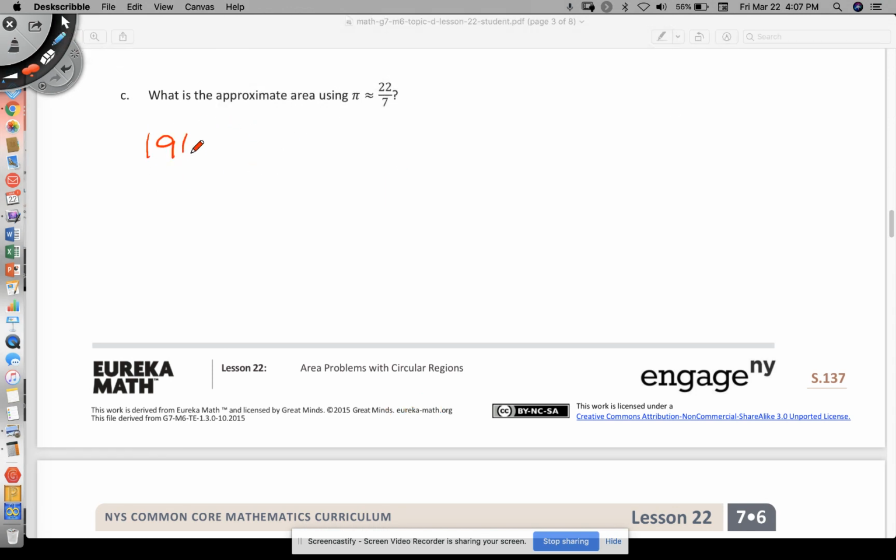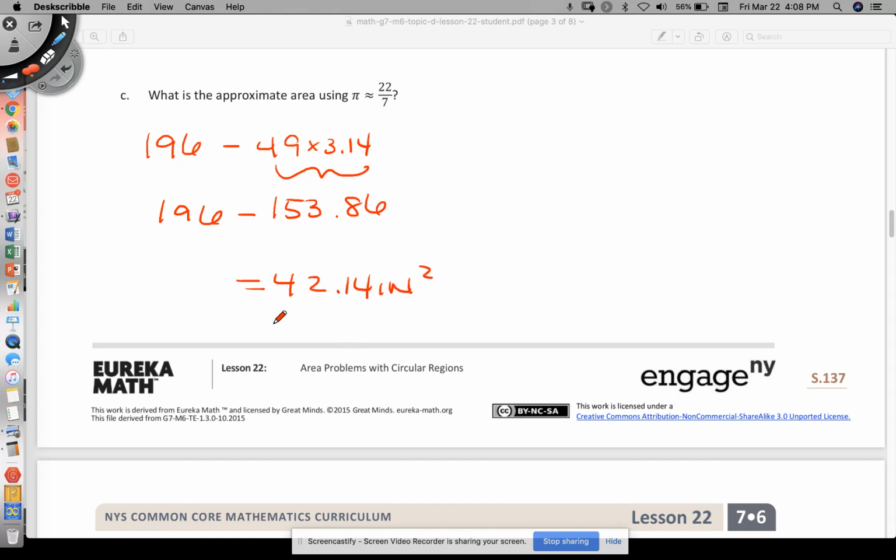So we have 196 minus 49 times 3.14. So we need to take care of that first. And that gives me 153.86. Bring down your 196 and subtract that out. And you get 42.14 inches squared. So I just go ahead and round it to about 42 inches squared. And that's it. All right.